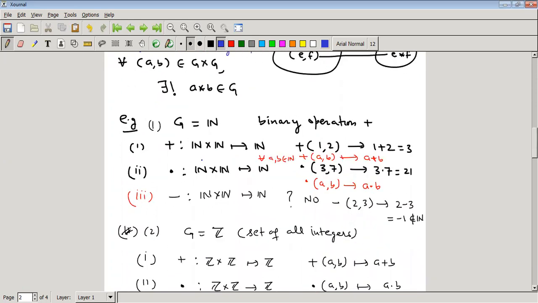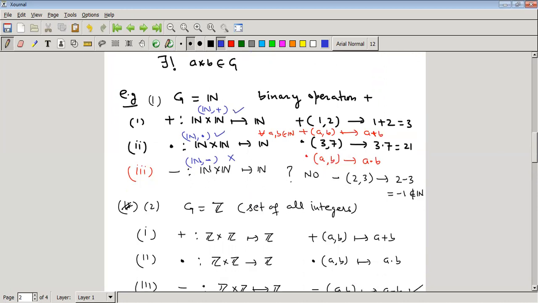So similarly, here N is the set of natural numbers. In the first case, N with addition is a binary composition. In the second case, the set of natural numbers with multiplication is a binary composition, but the set of natural numbers with subtraction is not a binary composition. In the first and second case it is true, in the third case it is not true.